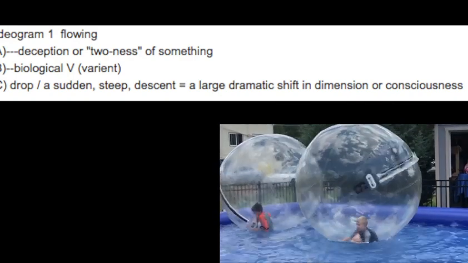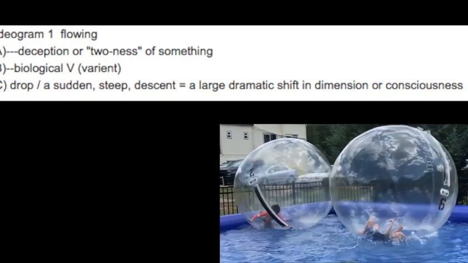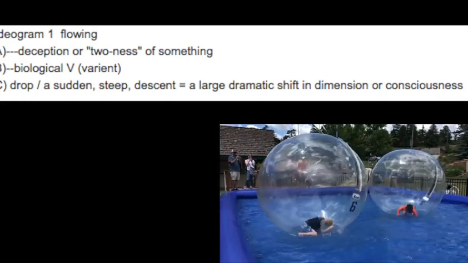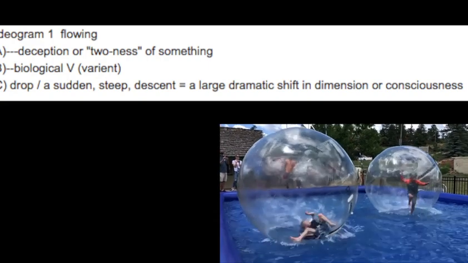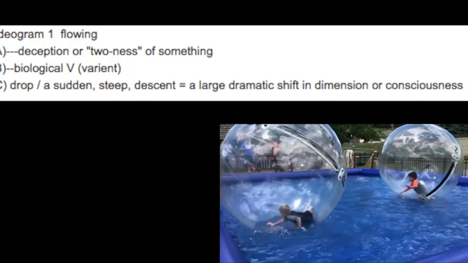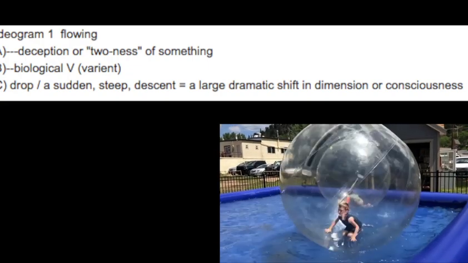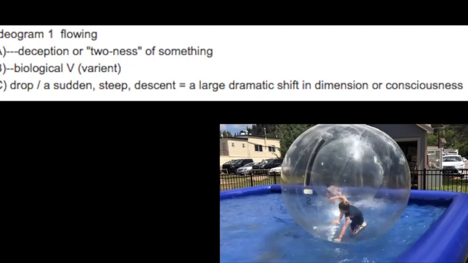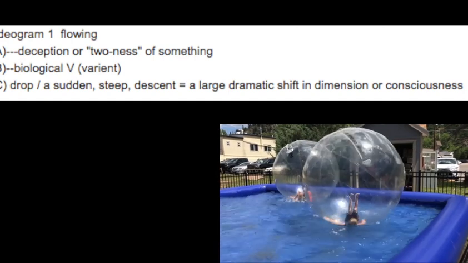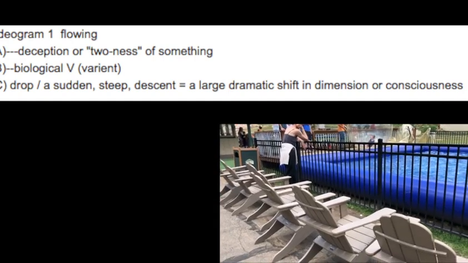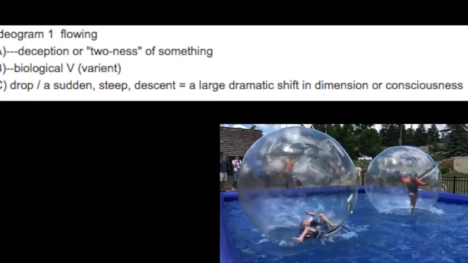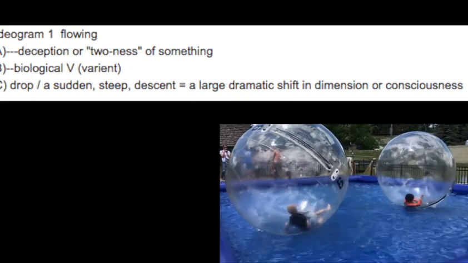This viewer sent our notes via email, and they have here with their first ideogram deception or two-ness of something, which I think is great because we have two bubbles here. Biological, so this is involving people. Then drop, or a sudden steep descent, a large dramatic shift in dimension or consciousness. That idea of drop or descent came up earlier as the kid was being dropped into the pool. But certainly I imagine being inside of these bubbles is a dramatic shift in your consciousness or your awareness, or shift in dimensionality. So you're experiencing things in a 360-degree viewpoint.